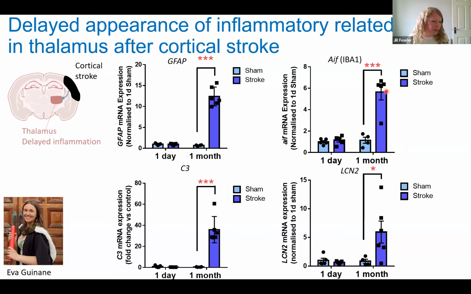And then if we look at other inflammatory related molecules, for example, complement component C3, LCN2, which is a molecule which is upregulated in reactive astrocytes, again, we see these are unaltered at 1 day, but by 1 month, they're markedly upregulated.